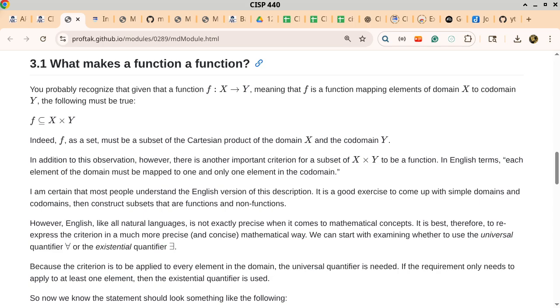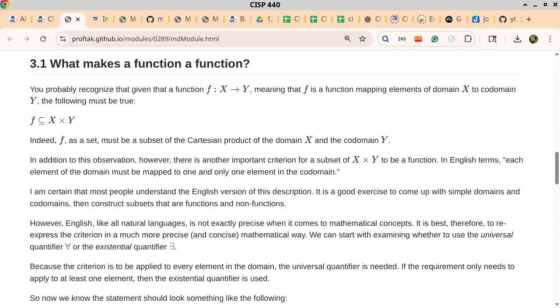Well, let's go ahead and take a look at the first paragraph and also what condition has to be true first. Okay. So you probably recognize that if f is a function mapping from domain x to codomain y, then the following has to be true. In order for this to be true, this is a necessary condition. Okay, so in your notes, you can say, oh, okay, this is a condition that has to be true in order for this to be true.